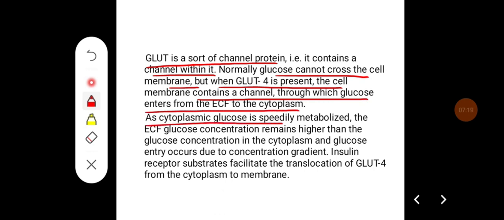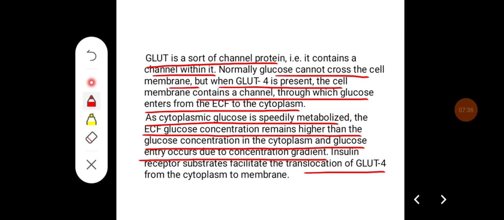As cytoplasmic glucose is speedily metabolized, the ECF glucose concentration remains higher than the glucose concentration in the cytoplasm, and glucose entry occurs due to the concentration gradient. Insulin receptor substrates facilitate the translocation of GLUT4 from the cytoplasm to the membrane.